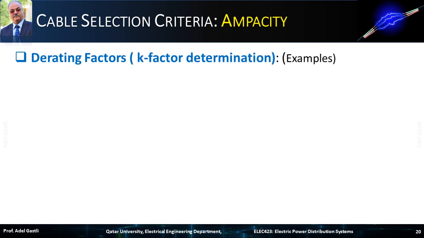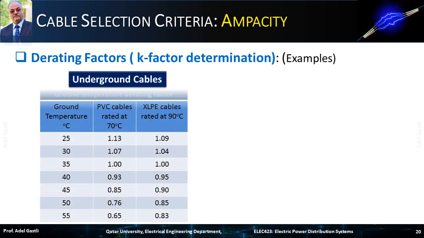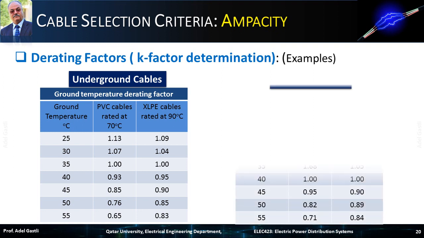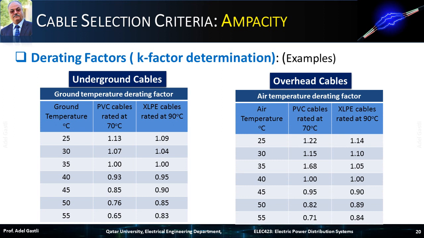Let's see, through examples, how we can determine the cable ampacity, taking into account the derating factor. For instance, for underground cables, the effect of the ground temperature on the cable ampacity is given by the ground temperature derating factor in this table. This table gives examples of the derating factors for both PVC and XLPE cables as a function of the ground temperature. This table shows examples of derating factor for PVC and XLPE overhead cables as a function of air temperature.